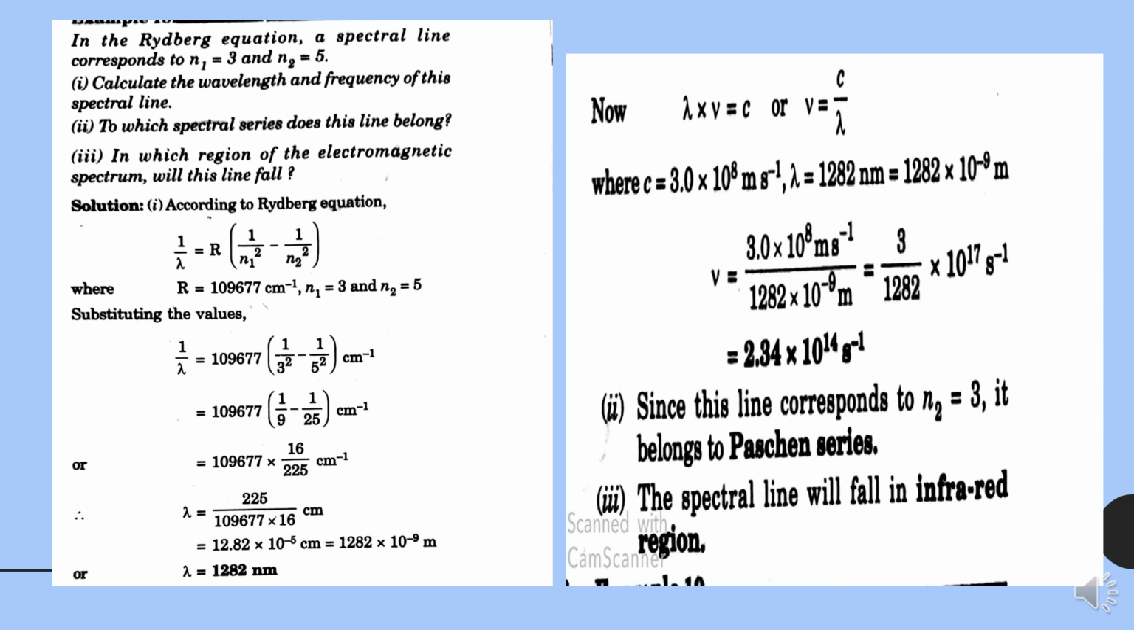Now the second question: to which spectral series does this line belong? The answer you will get by checking the value of n1. n1 is 3, so n1 = 1 is for the Lyman series, 2 is for the Balmer series, 3 is for the Paschen series. So here this line belongs to the Paschen series. And thirdly, the question is in which region. As we have already discussed, the Lyman series is obtained in ultraviolet, after that Balmer in visible, and the rest come in IR. So this spectral line will fall in the infrared region. So this is how you can solve questions.